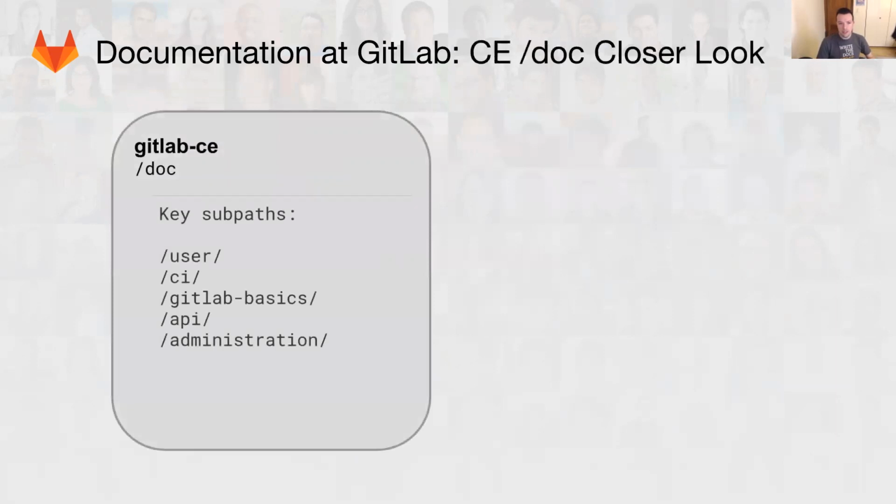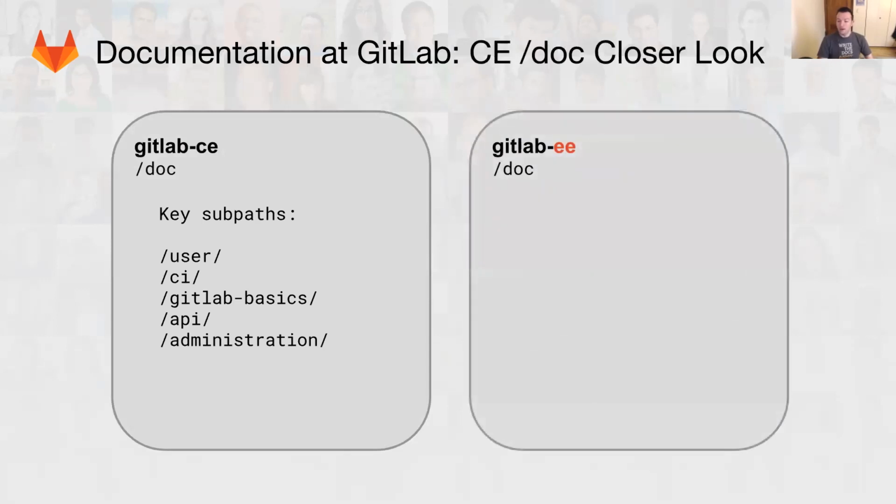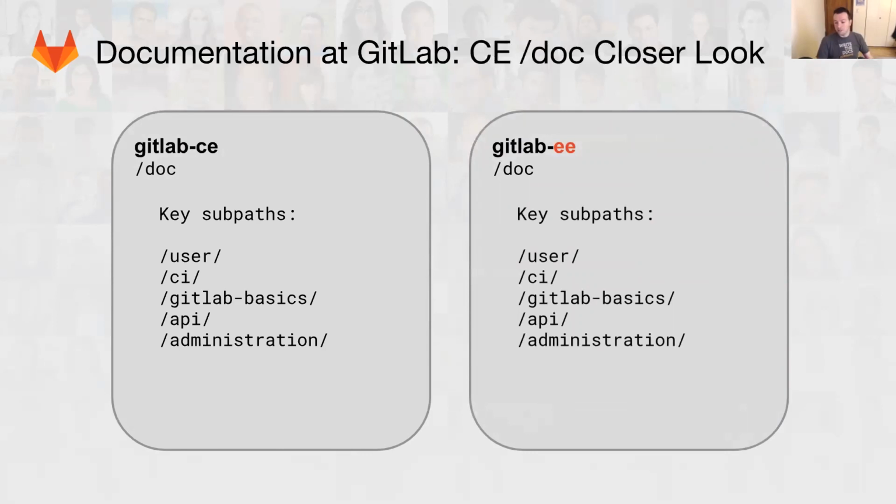Okay, so a closer look at /doc. Once you're in the repository, some of the most frequently used subpaths are organized the same as the paths that you'll see when you go to the docs website, and these are the most popular sections. So most likely you'll be working on files within /doc, and then within /user, CI, which is continuous integration and deployment, GitLab basics, the API docs, or administration. One little caveat to know about is that in EE, the docs are nearly identical to the docs in CE. As a contributor, primarily you only need to concern yourself with the CE docs, and the GitLab tech writing team will handle ensuring that the doc essentially exists in both places.